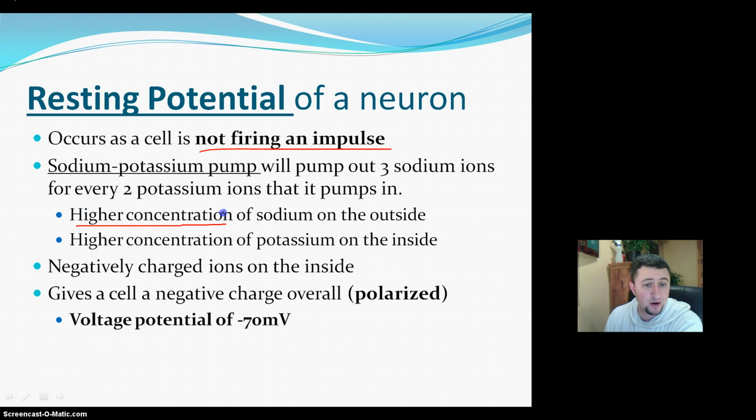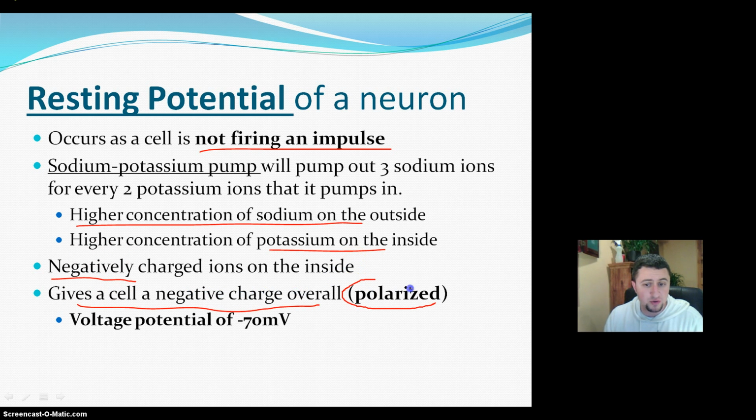So we're going to get this higher concentration of sodium on the outside, because sodium's going out, and a higher concentration of potassium on the inside, because potassium's going in. And we also have some negatively charged ions on the inside, which we're not going to concentrate on too much, but they do play an important role later on. This will give a cell a negative charge overall.